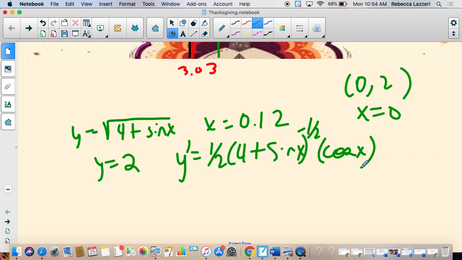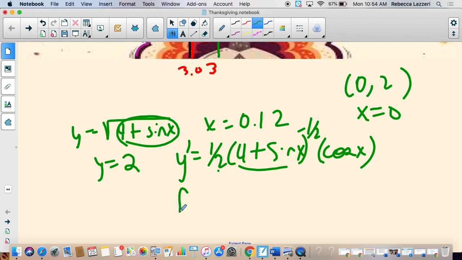Back to this. So anyway, 0, 2. My big deal is just 2 or 3 people are still messing up on the chain rule. So you hold the inside still, and you bring your 1/2 down times blah to the negative 1/2, and then go back into the inside.